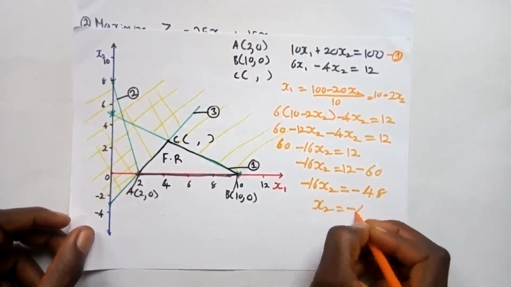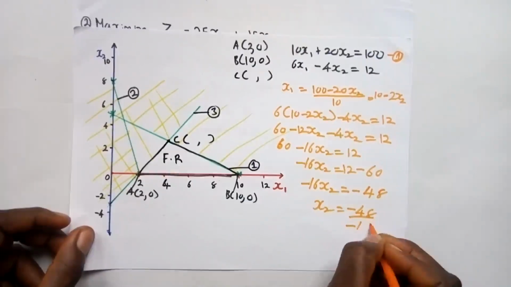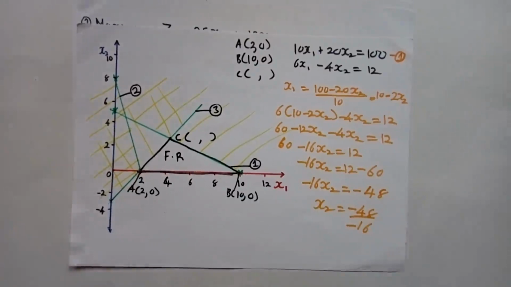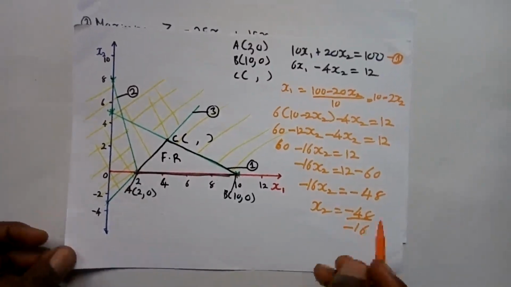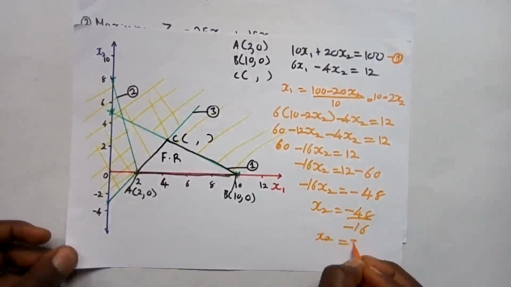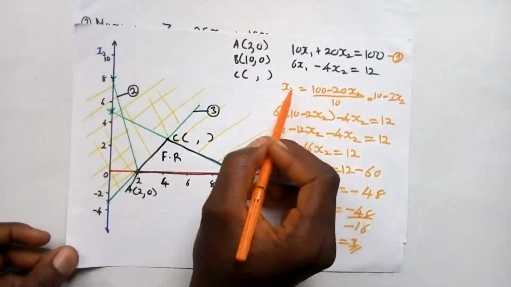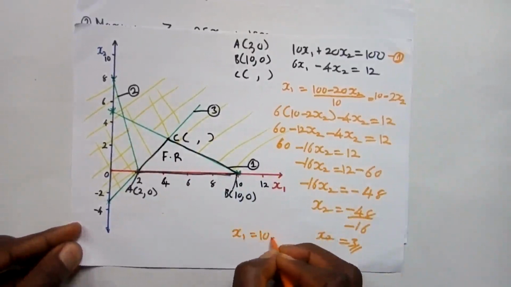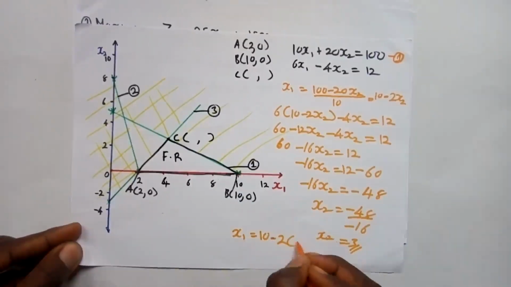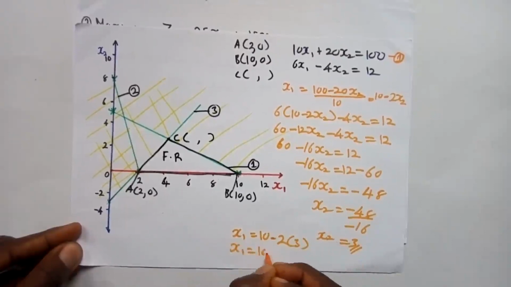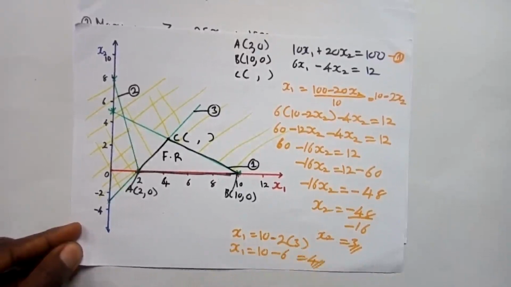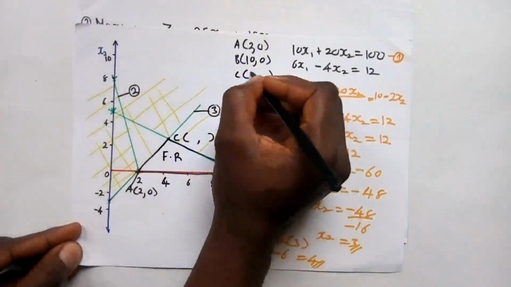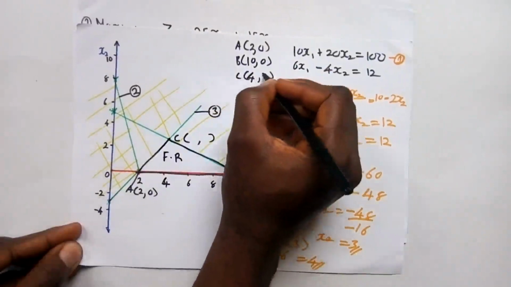Therefore, S2 is equal to minus 48 divided by minus 16. So when you divide minus 48 by minus 16, you are going to have 3 as the answer. So S2 is equal to 3. So if S2 is equal to 3, S1 is equal to 10 minus 2S2. So S1 is equal to 10 minus 2 times 3. Therefore S1 is equal to 10 minus 2 multiplied by 3, which is 6. So 10 minus 6 gives us 4. Therefore S1 is equal to 4 and S2 is equal to 3.